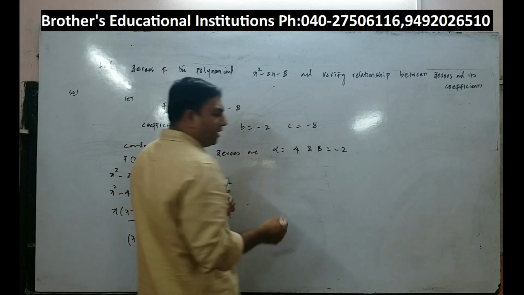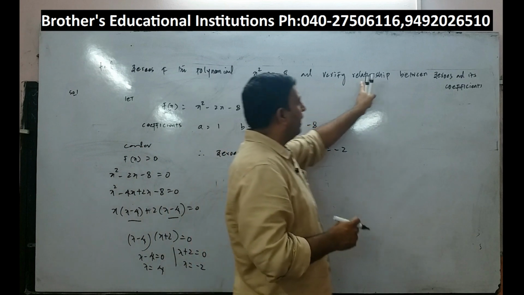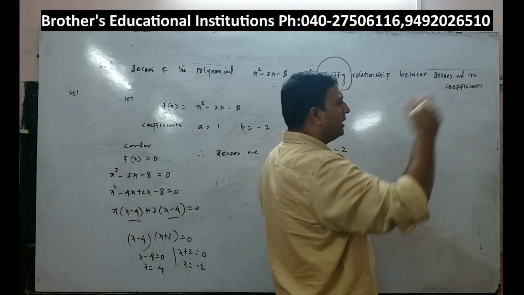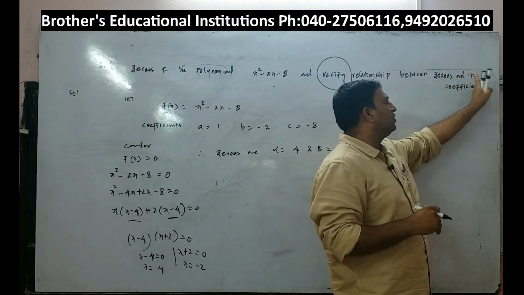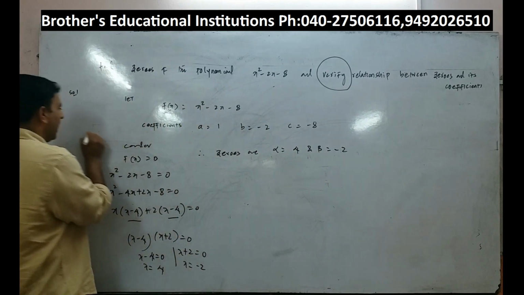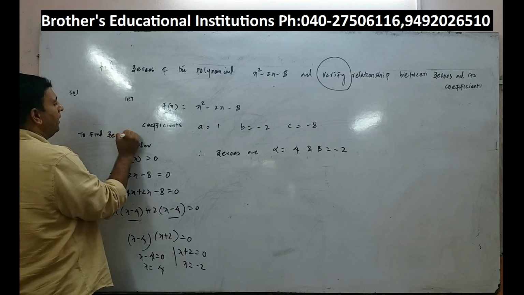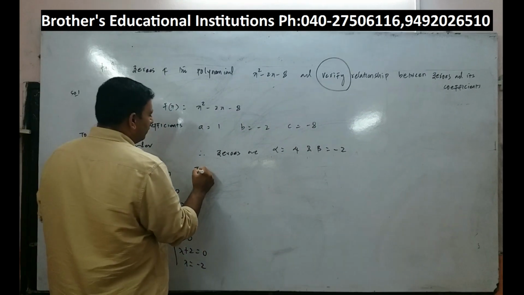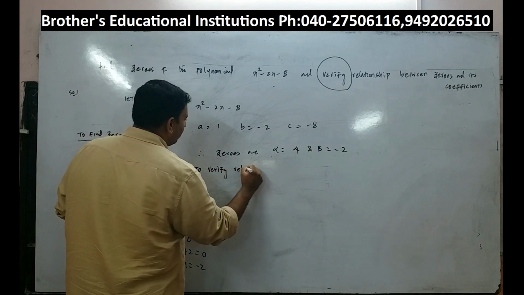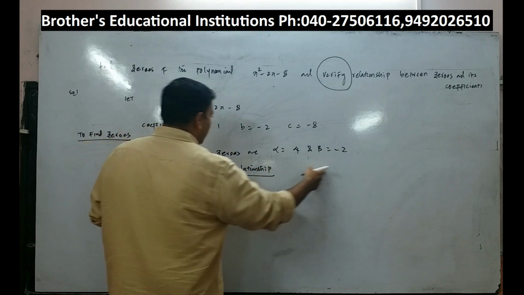There are two jobs you need to do. First job is to find the zeros. I have done that. The second job is to find or verify the relationship. What word did they use? Verify. It means left hand side and right hand side, both you have to verify. Verify the relationship between the zeros and its coefficients. So I will write a side heading here, to find zeros. Now I will write a side heading to verify relationship, to verify relationship between zeros and coefficients.